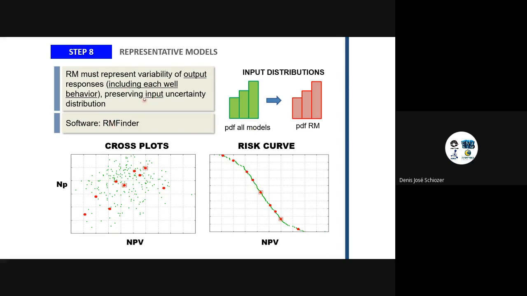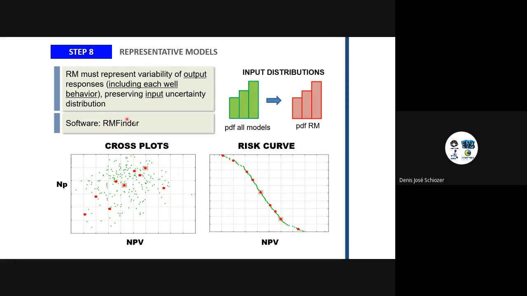But they also try to preserve the input variables here. For example, if you have 100 models, and this is the PDF, the probability density function of one of the properties, I try to select models that preserve this same representation for the representative models. For example, if you have 3 possible relative permeabilities, and this relative permeability has, for example, 60% of probability to occur, this is 50, this is 40. When I select this model, I try to keep the same behavior for the representative models.